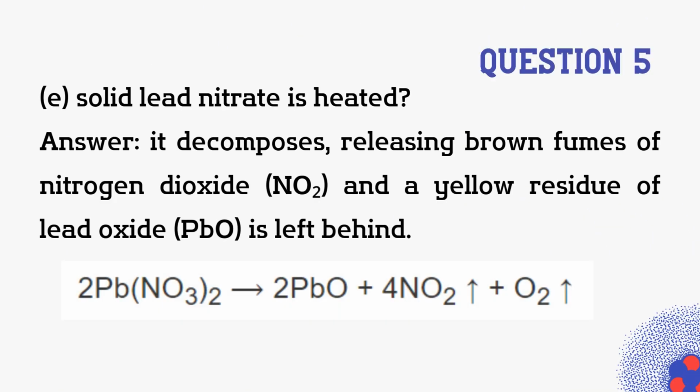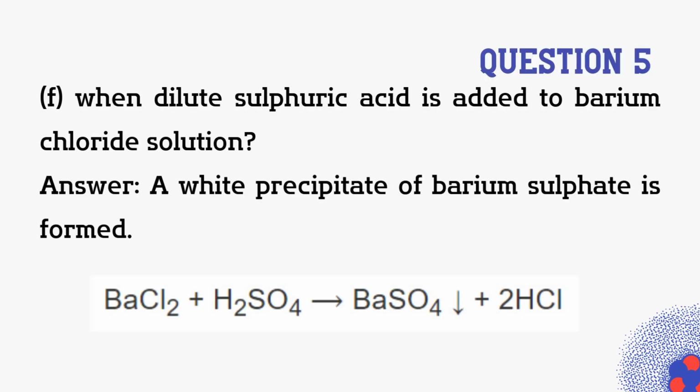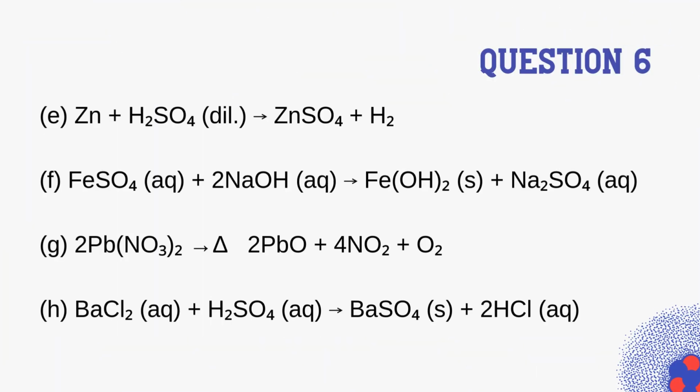Next question. What do you observe when solid lead nitrate is heated? Answer. It decomposes, releasing brown fumes of nitrogen dioxide, NO2, and a yellow residue of lead oxide, PbO, is left behind. Next question. What do you observe when dilute sulfuric acid is added to barium chloride solution? Answer. A white precipitate of barium sulfate is formed. For balancing, wait for next video.